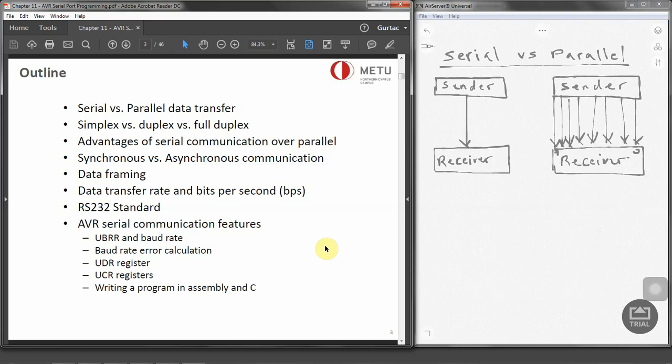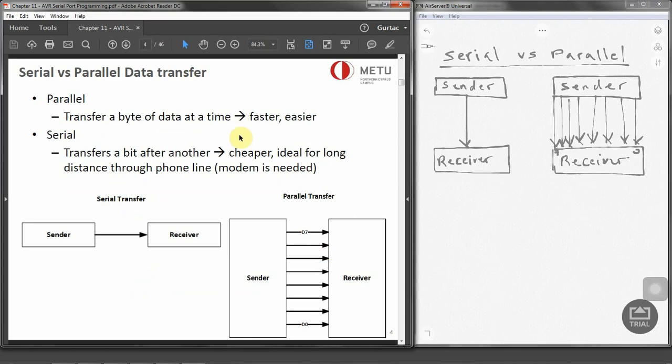Now, which one is better? What we can say about these two is that with the parallel one, as you can see, we can transfer the data in parallel. So that means it's faster and it's easier. But when we talk about the serial one, we have to transfer one bit at a time, but it's cheaper as we are using fewer lines, and it's ideal for long distance.